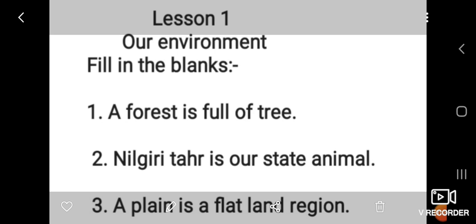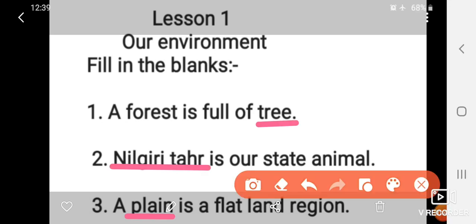First one is, a forest is full of tree. Forest, F-O-R-E-S-T. Is, I-S. Full, F-U-L-L. Of, O-F. Tree, T-R-E-E.